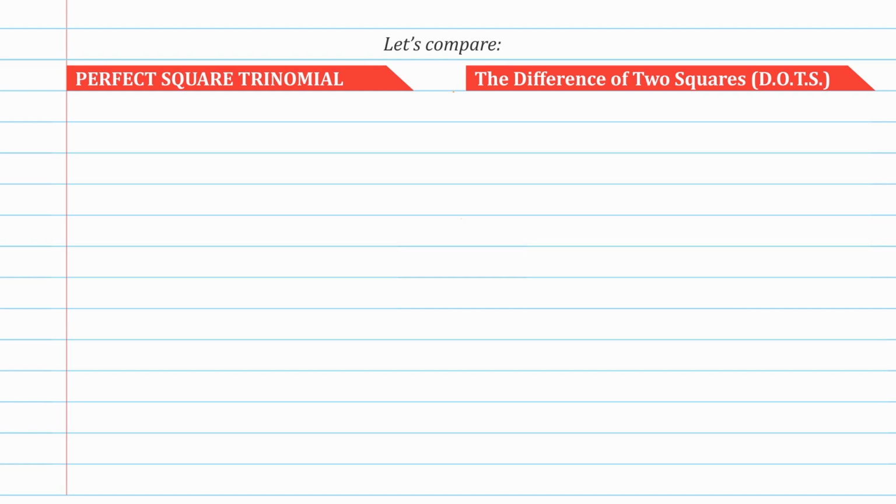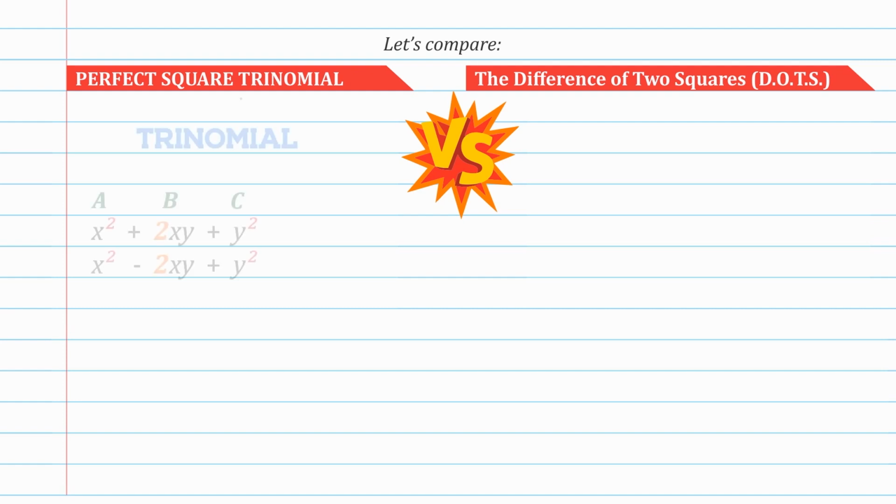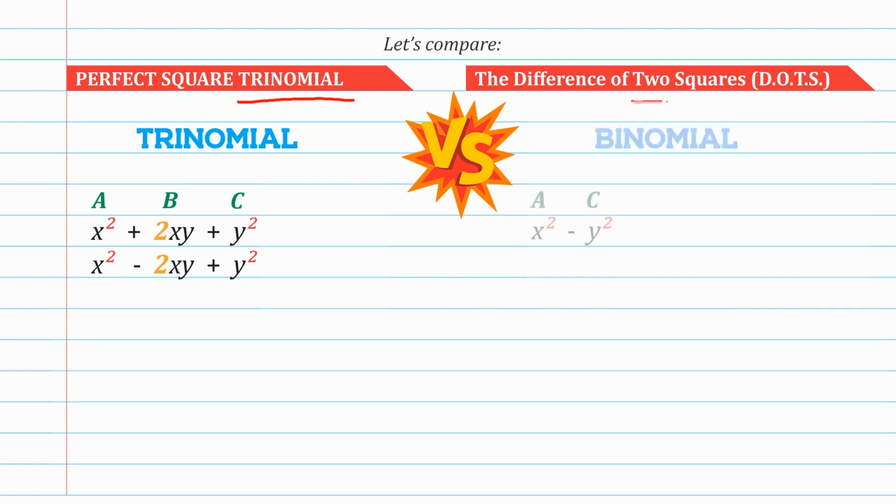For us to be sure na naintindihan natin ang difference of two squares, let's compare it with our previous topic. Perfect square trinomial versus the difference of two squares. Ano bang pagkakaiba nila? Okay. From the name itself, una, perfect square trinomial, expect that it's a trinomial. Dito, kapag difference of two squares, since the terms are two perfect squares, dalawa lang ang terms, it's a binomial.